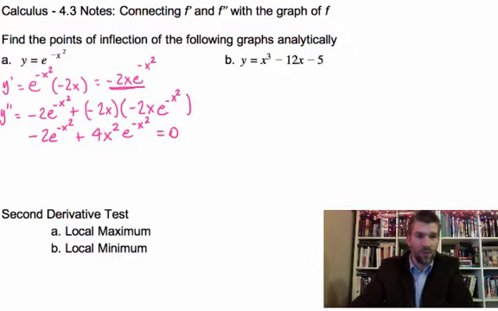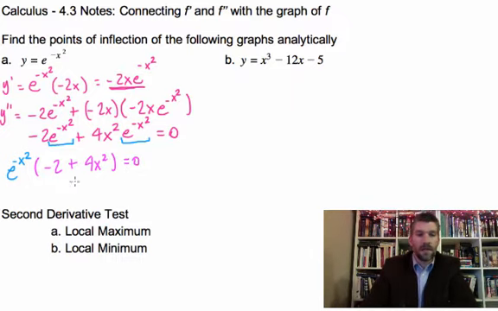Well, looking at it this way is really tough. It's hard to say exactly, but if you'll notice, I have an e to the negative x squared right here and an e to the negative x squared right here, so I can factor that out. And when I do that, I end up with negative 2 plus 4x squared. And so what I do is I set both pieces equal to 0. So e to the negative x squared equals 0. And does that ever happen? No, it doesn't. It's always bigger than 0.